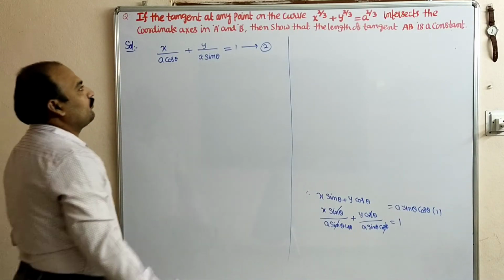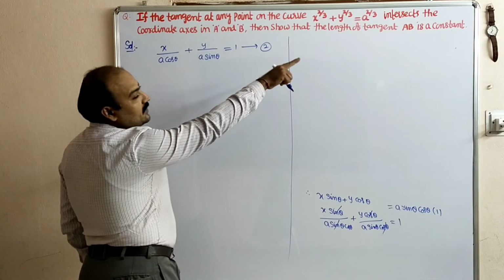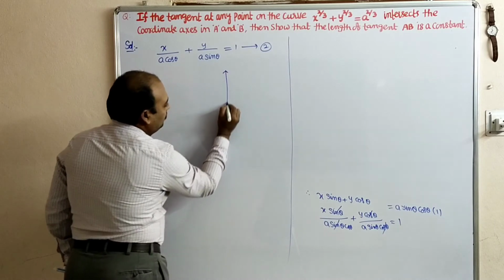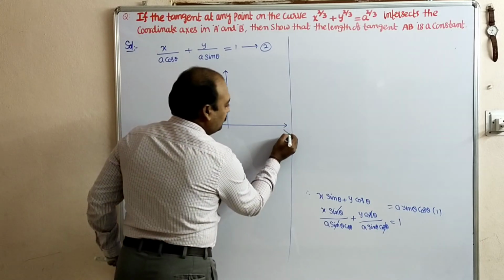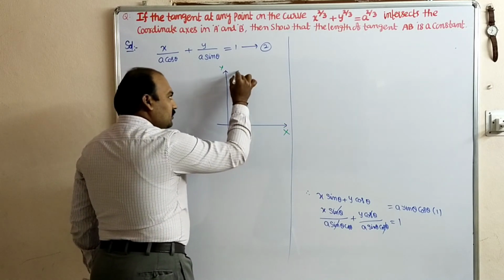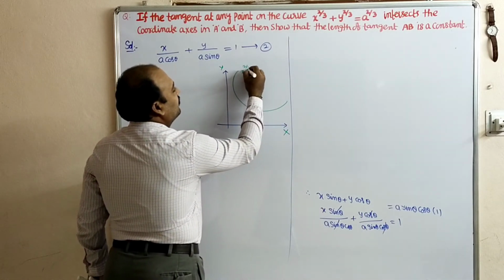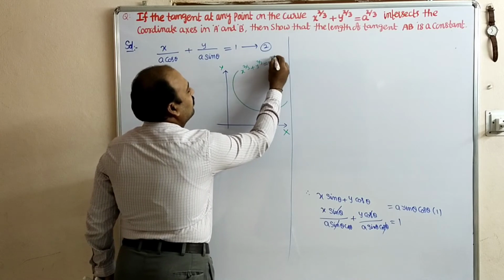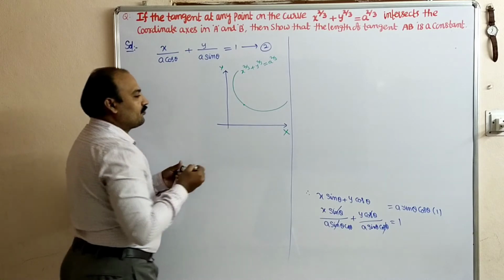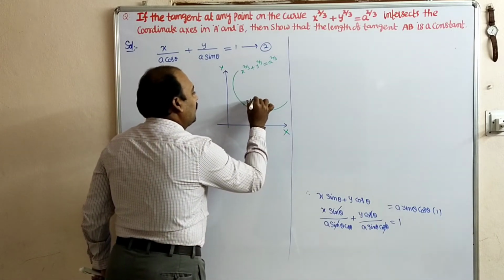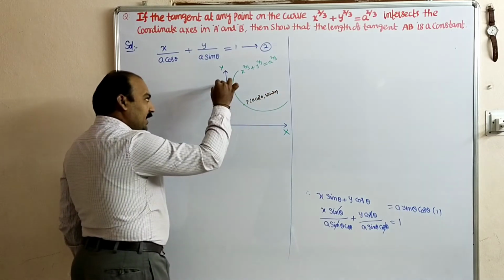After getting this value, this is the tangent equation. Tangent which intersects the coordinate axes. See here, x axis, y axis. This is the curve x power 2/3 plus y power 2/3. Just a rough figure I am drawing now. And here the point is there, P of (a cos cube theta, b sin cube theta). This is the tangent equation.